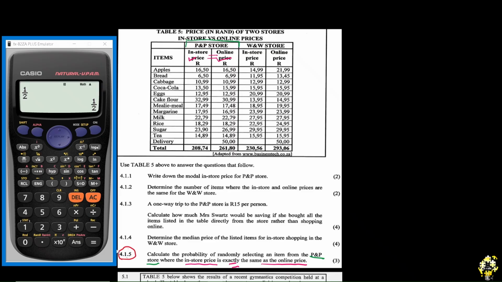Apples, in-store and online, are they equal? Yes, they are. That's our number one. Bread, no, they are not equal. Cabbage, of course they are. Coca-Cola, no, they are not. Eggs, of course they are. Cake flour, no, they are not. Mielie meal, no, they are not. By 1 cent, they are not. Margarine, no, they are not. Milk, of course they are. Rice, of course it is. Sugar, nope. Tea, yes, of course. Number 6. So we have 6 possible or favorable outcomes.